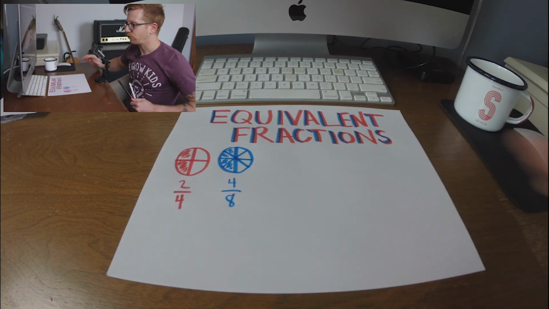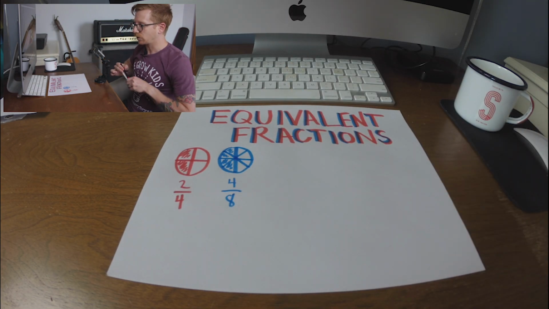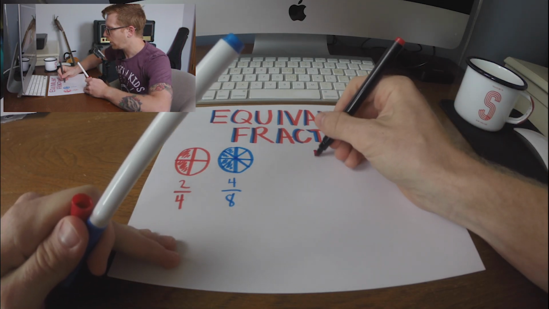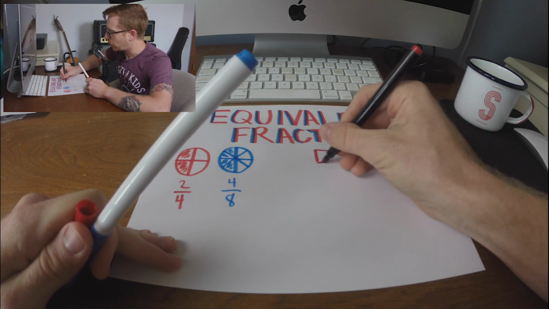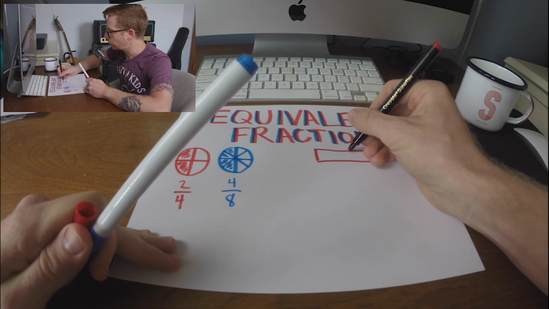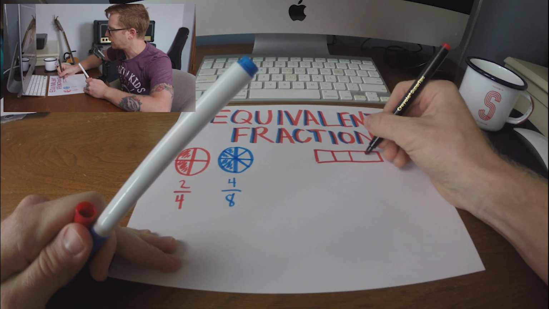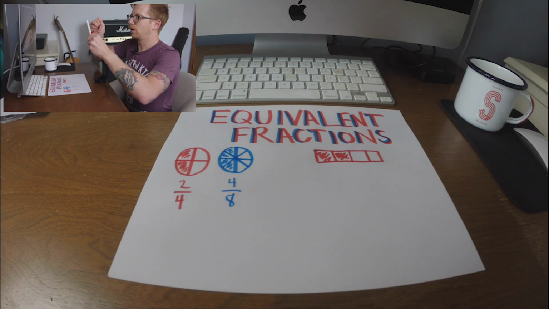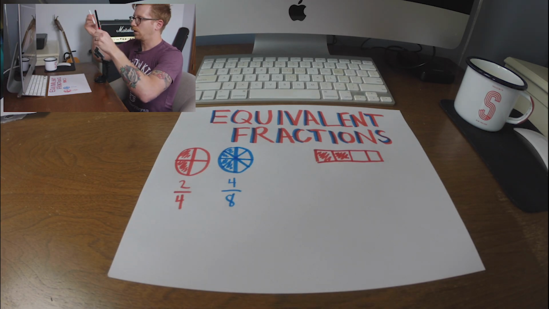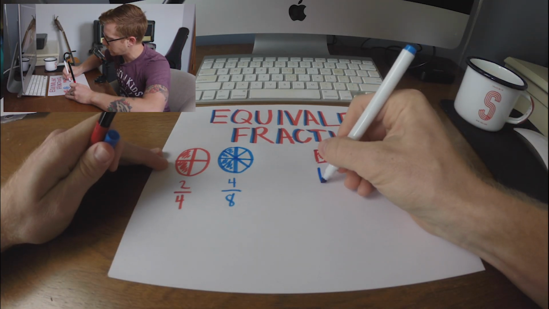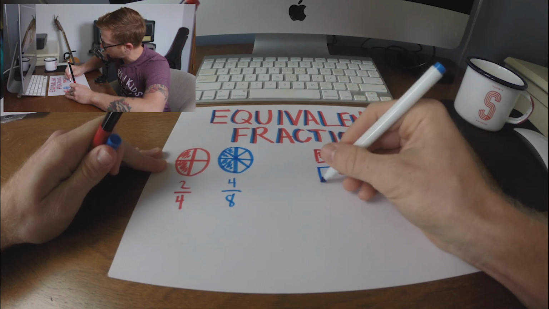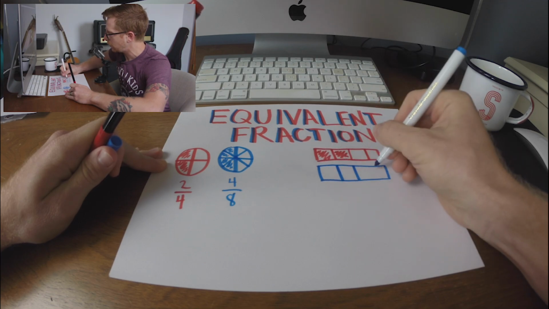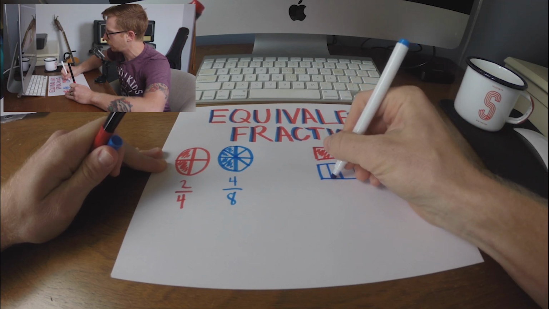We can also show this with fraction strips instead of fraction circles. Let's pretend instead that we're eating a giant Snickers bar. I take my giant Snickers bar and I split it into 4 equal-sized pieces, and I eat 2 of them. Mr. Gray has the same size giant Snickers bar, but again, he splits it into 8 pieces.